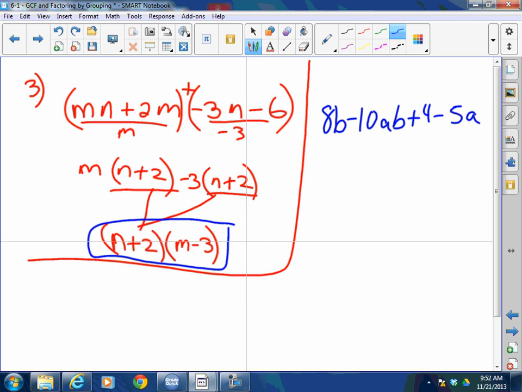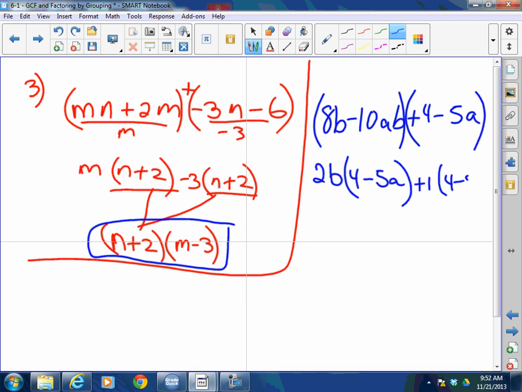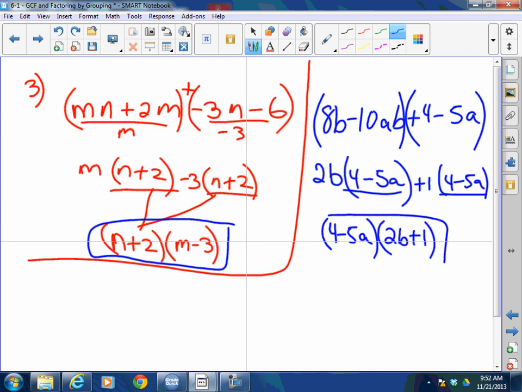Okay, let's see what we got here. I'm going to go ahead and group them. What can I factor out of this first term here? 2b. Very good. It's going to give me a 4 minus 5a. Very good. What can I factor out of here, though? That's already 4 minus 5a. Very good. You factor out a 1, y'all. Very good job. Excellent. Now I have both binomials identical. I can factor out those binomials. And I've got my 2b plus 1 left over.